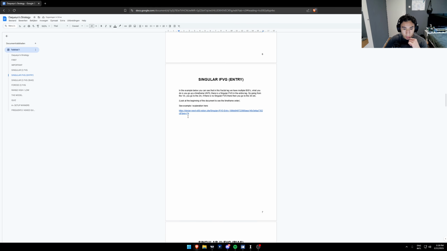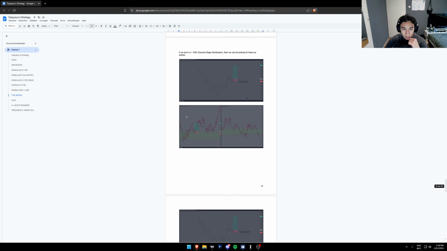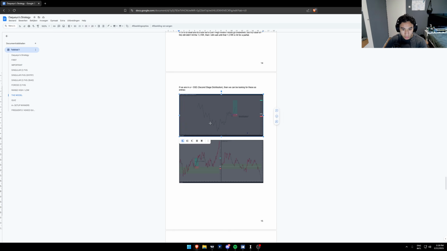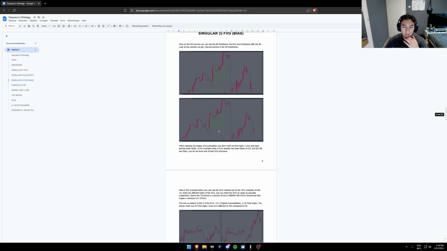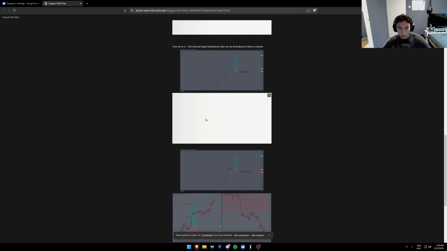Let's see. So entry, or where is it? Yeah, the model. If we are in a second stage distribution or above, then we can be looking for these entries, and I'm basically looking at this. So if I can, okay, I can't. I don't have a link to it. I'm noticing this now. I should have it going to there, but I think it's here as well. So if we are in a second stage distribution, then we can be looking for these entries.